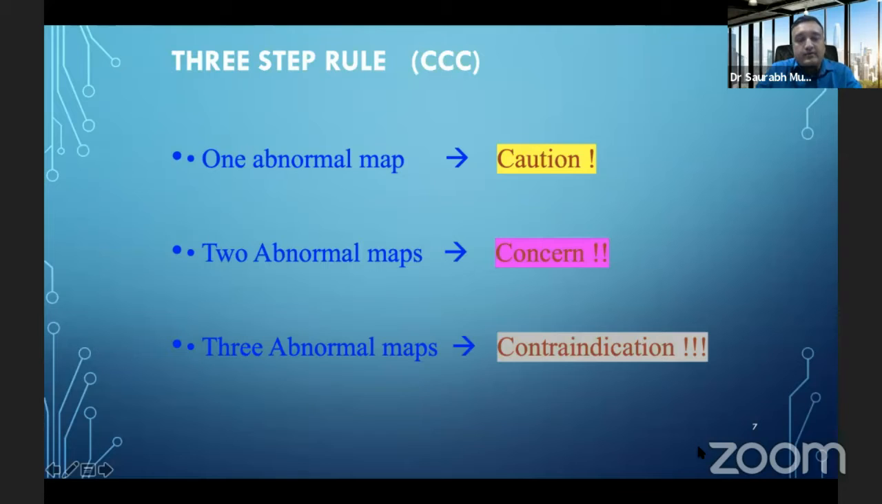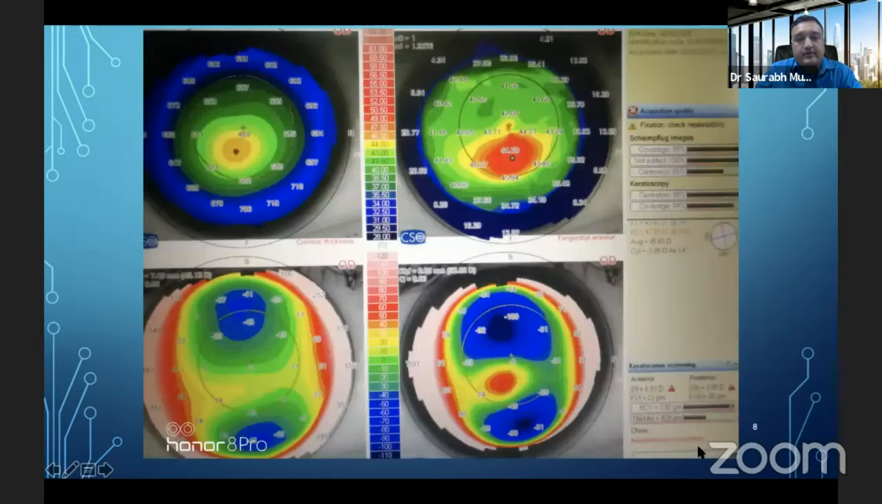Before that, I always want to stress: if you find one abnormal map, you proceed with caution. If you have two abnormal maps, you please take a second opinion before even touching the patient. And if you find three abnormal maps, no need to ask anyone, that is a contraindication. You can directly switch to other options. So I call it a CCC for LASIK pre-evaluation.